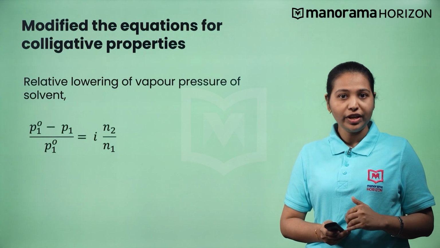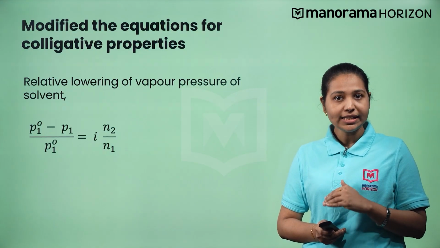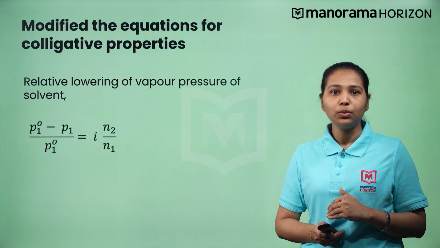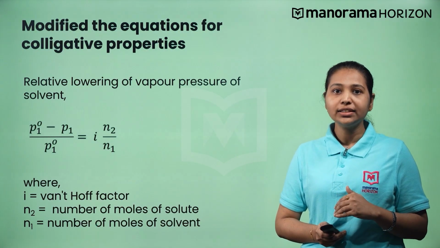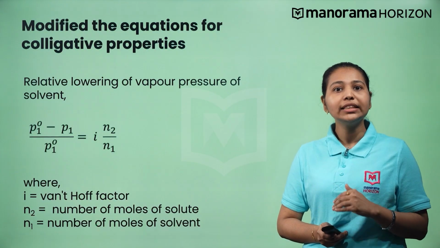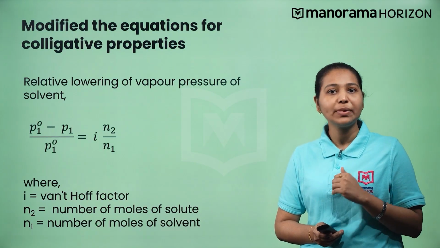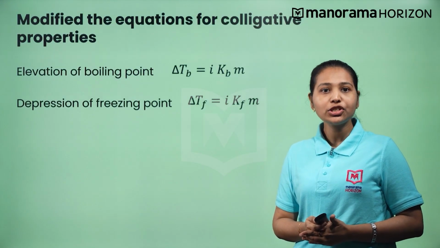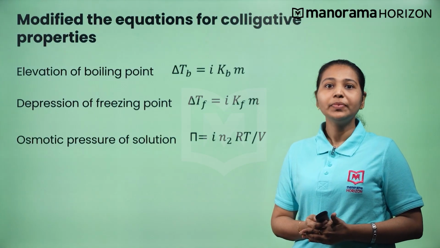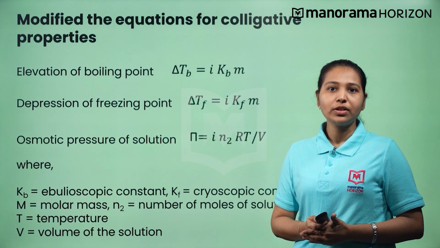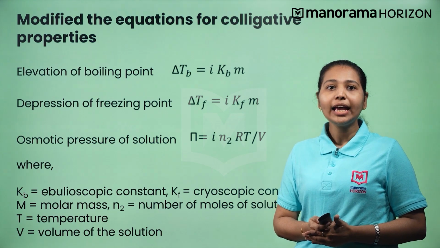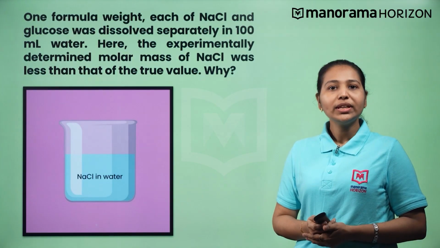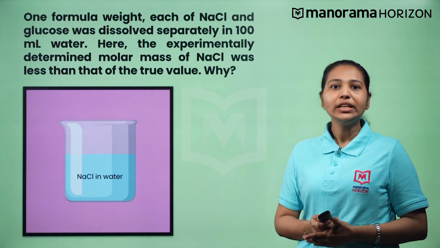The relative lowering of vapor pressure, that is (P1° − P1)/P1° equals i n2/n1, where i is the Van't Hoff factor and n1 and n2 are the number of moles of solvent and solute respectively. Similarly, we can have equations for elevation of boiling point, depression of freezing point and osmotic pressure. Here, Kb is the ebullioscopic constant, Kf the cryoscopic constant, M the molar mass, T the temperature and V the volume of the solution. Now let us try to answer the question which I asked you in the beginning.